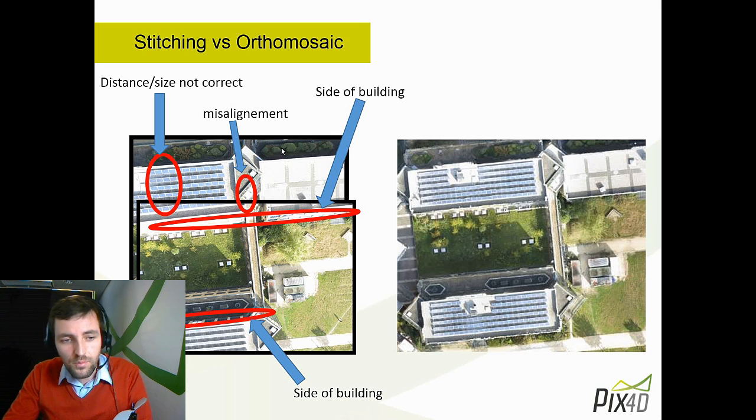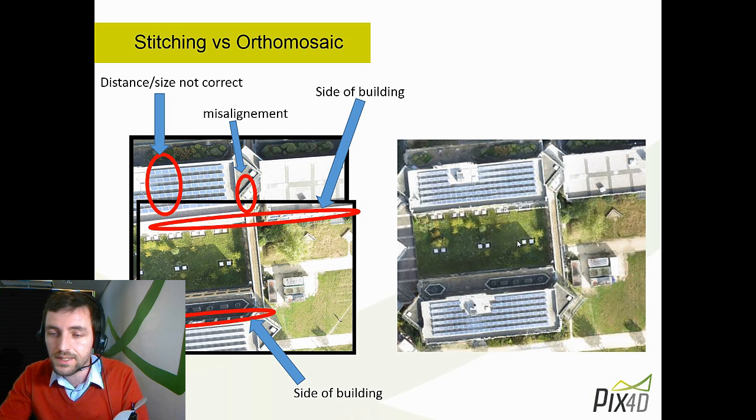And when you look at it even more closely, what are the differences between this on the left, which is a simple stitch, and on the right, which is actually an auto mosaic? On the left, as I just mentioned, you've got the facade of the building, which should not appear in a map. You have some issues of misalignment between the images. And if you try to measure the distance here of the roof, it's actually not the correct distance. It's a wrong measurement if you do it in this simple stitch versus in the auto mosaic. And the reason for it is pretty simple.